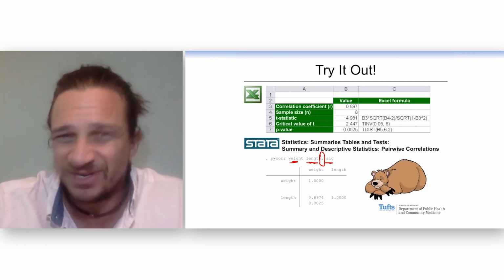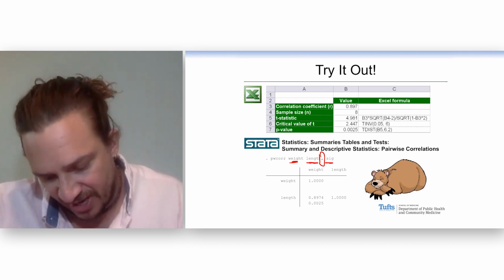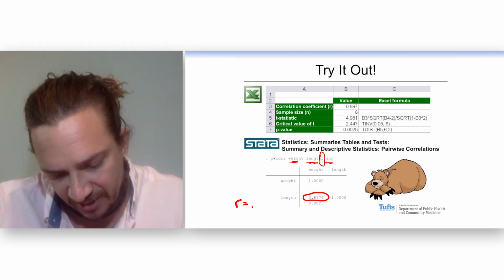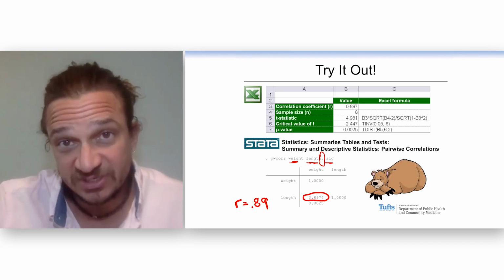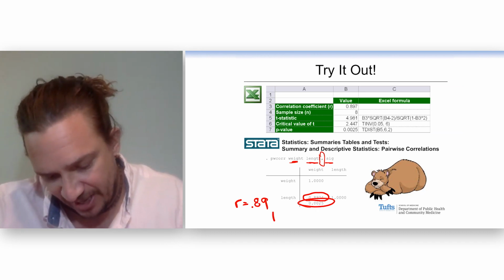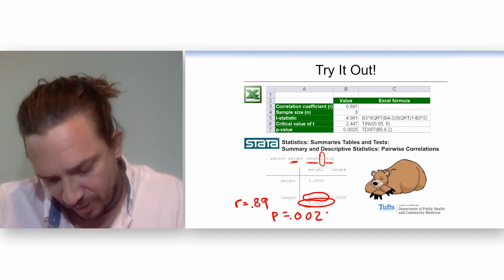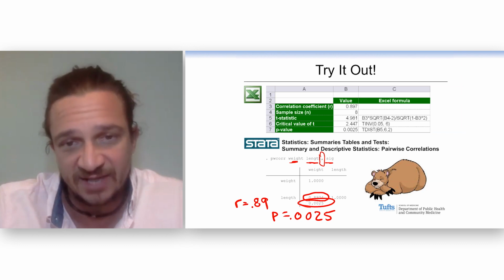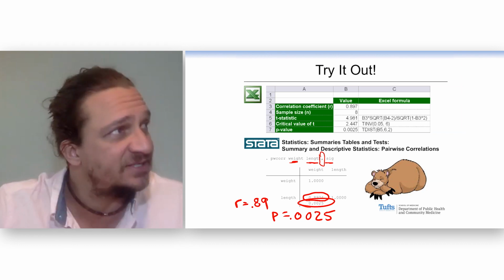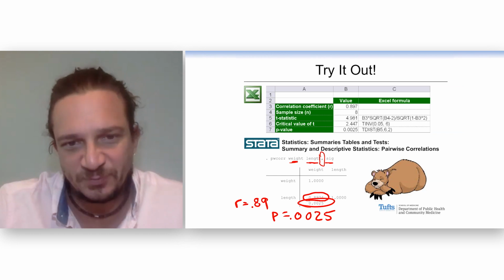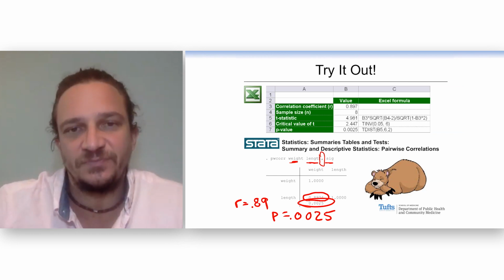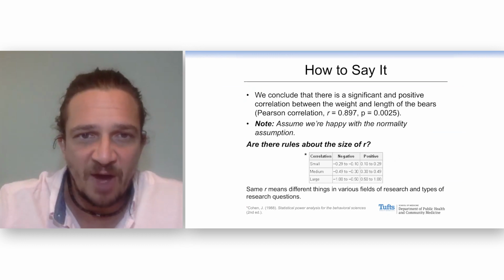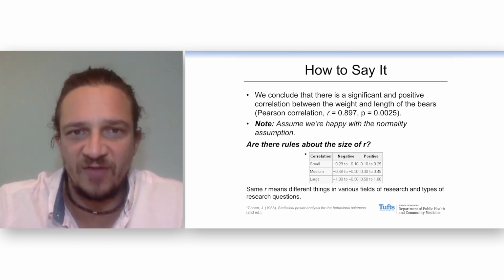What we get in the output, it's a little confusing, but there's our number, there's our R equals 0.89. And then because we said sig, there's our p-value. P equals 0.0025. If we're running with an alpha level of 0.05, then hey, it's statistically significant. How do we summarize this in a sentence? There is a significant and a positive correlation between the weight and the length of the bears.